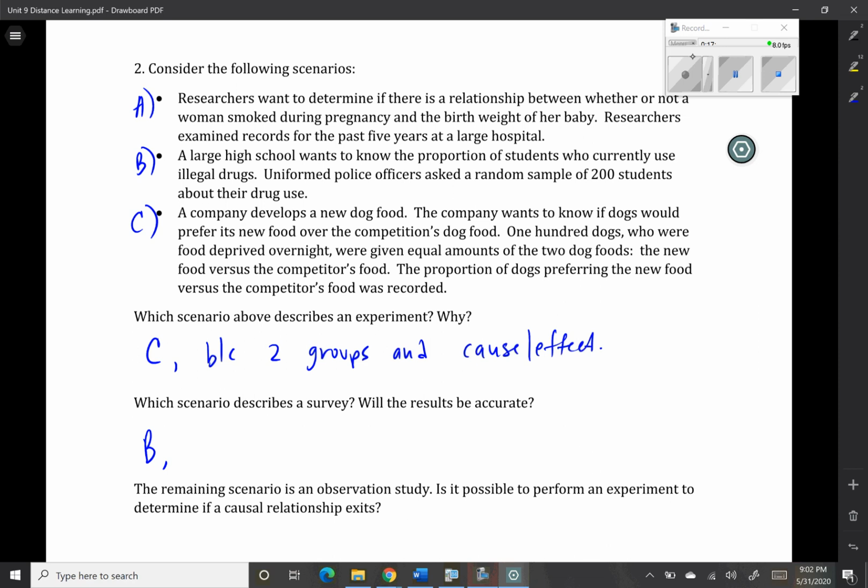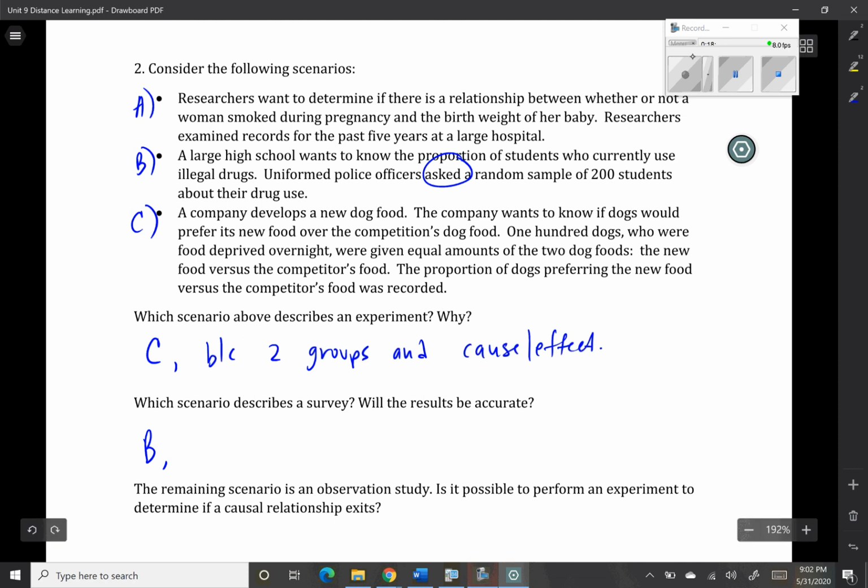The scenario that describes a survey would be B. So the survey, we're asking people. It even says right there, uniformed police officers asked a random sample of 200 students about their drug use. So let's think realistically. If I was a high school student, or you who are a high school student, and you were walking down the hallway and a police officer said, "Hey, high school student, do you smoke marijuana or do you do illegal drugs?" Even if you did, you'd probably tell that police officer no.